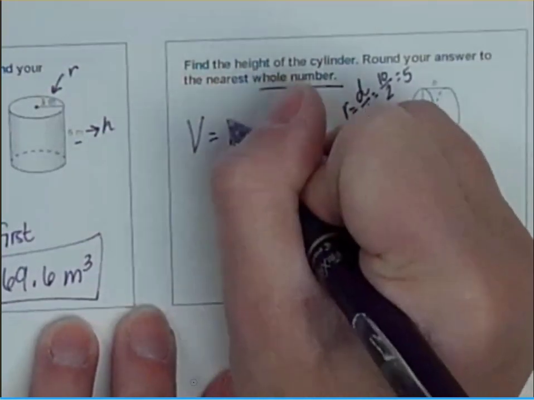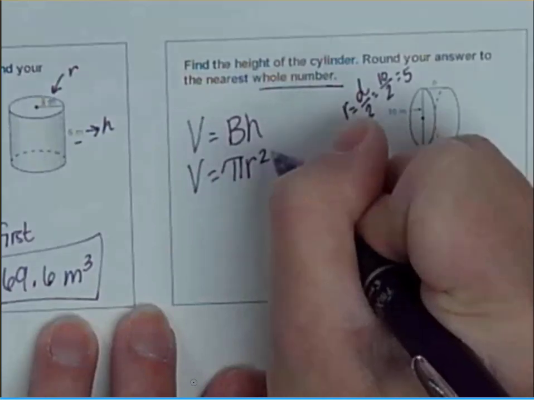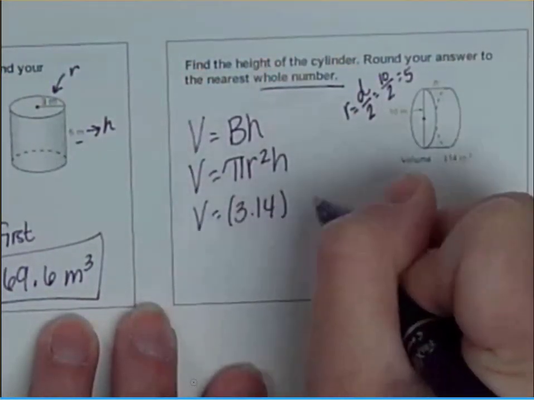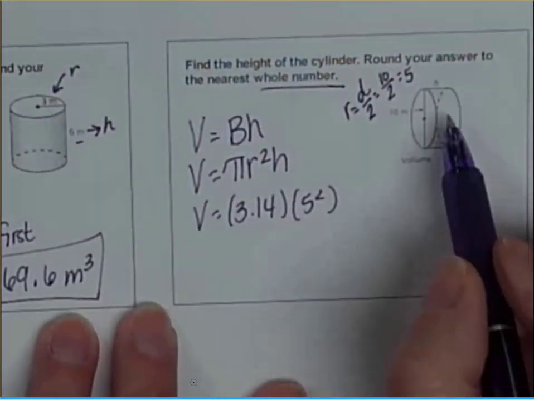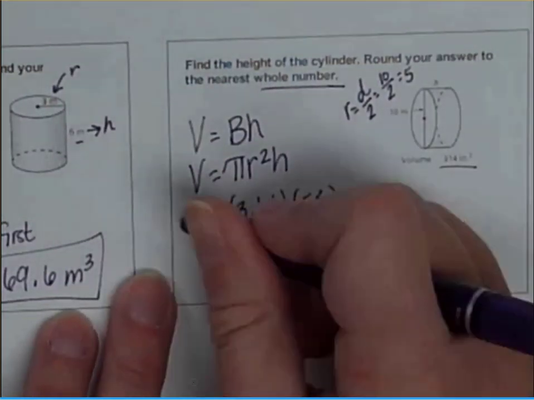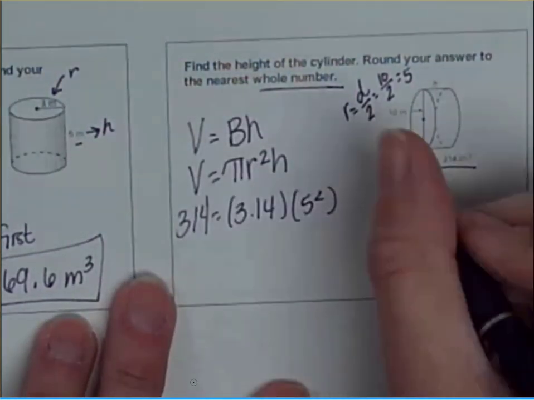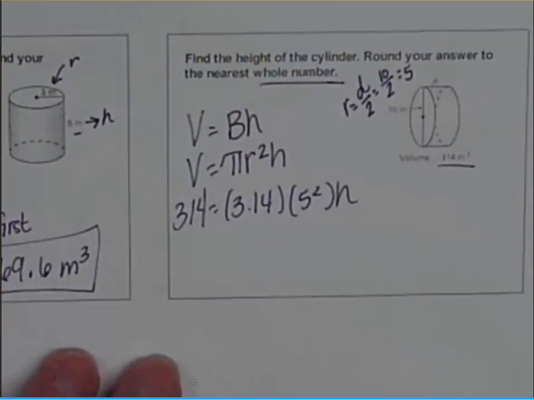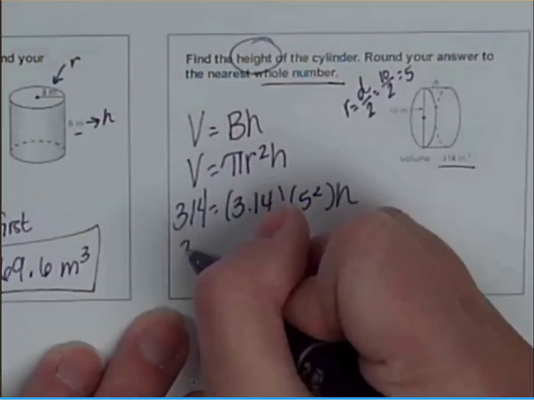So now I've got volume equals area of the base. So volume is pi r squared times h. So volume is pi times 5 squared times the height. Uh-oh, wait a minute. We're supposed to find the height. We know the volume here. So that means I'm going to replace V with 314 and multiply by h, because I don't know what h is here. And that's what I need to find. So always make sure you read your directions carefully.